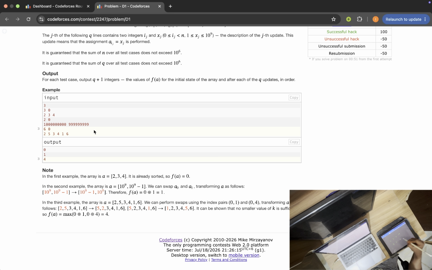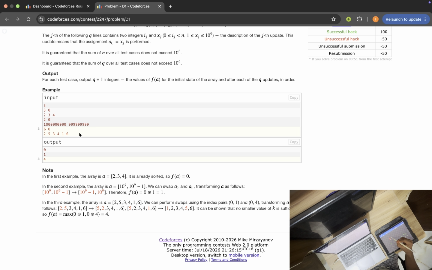2, 5, 3, 4, 1, 6. Okay, if I sort this: 1, 2, 3, 4, 5, 6. Okay, the minimum k is 4.